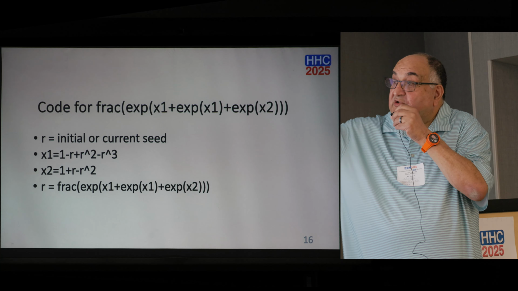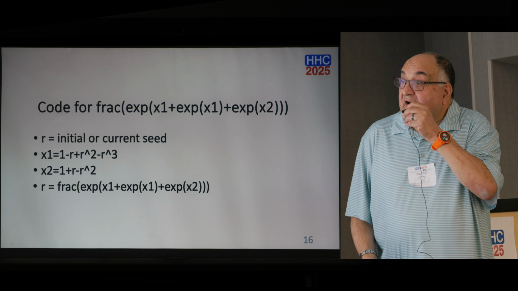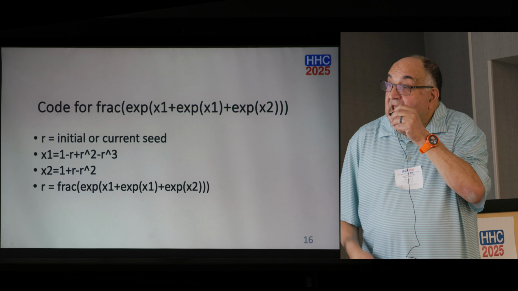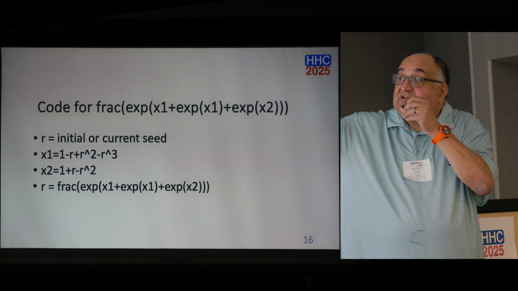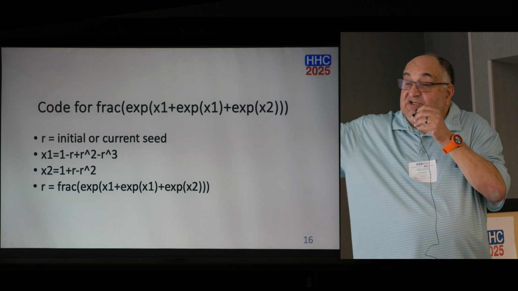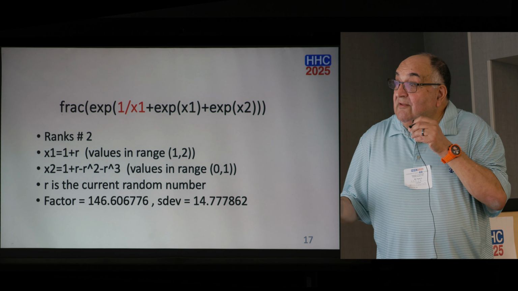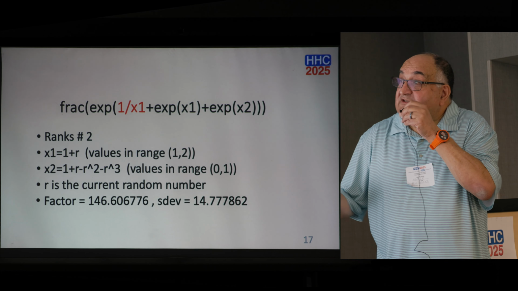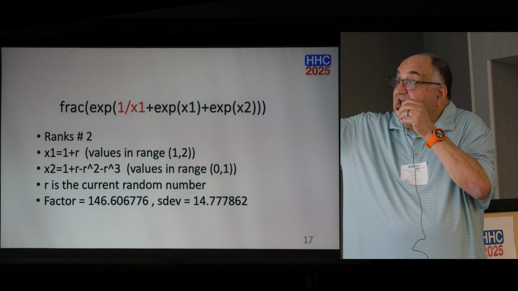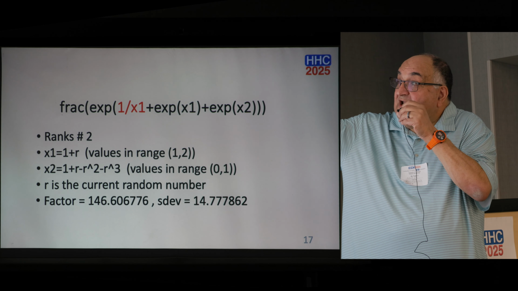And this is how it's easy to code. You assign the initial seed to R. You calculate x1 and x2. Sometimes I change the expression, and I change how I calculate x1 and x2, and of course the initial seed. So I have 3 variables: the main equation and how I calculate x1 and x2. It's different every time. And then I calculate x1, x2, and then get the next R. Very easy to use. The second best one, here I replaced x1 plus the exponential to 1 over x1.